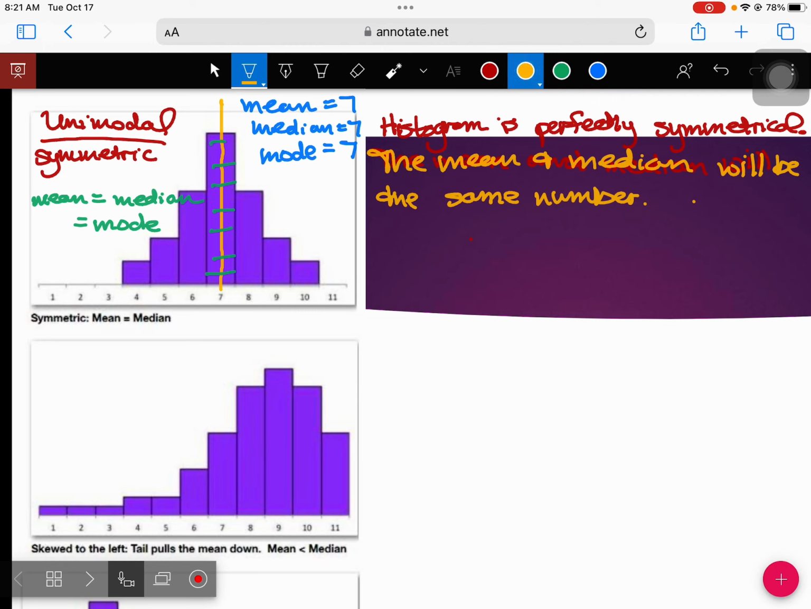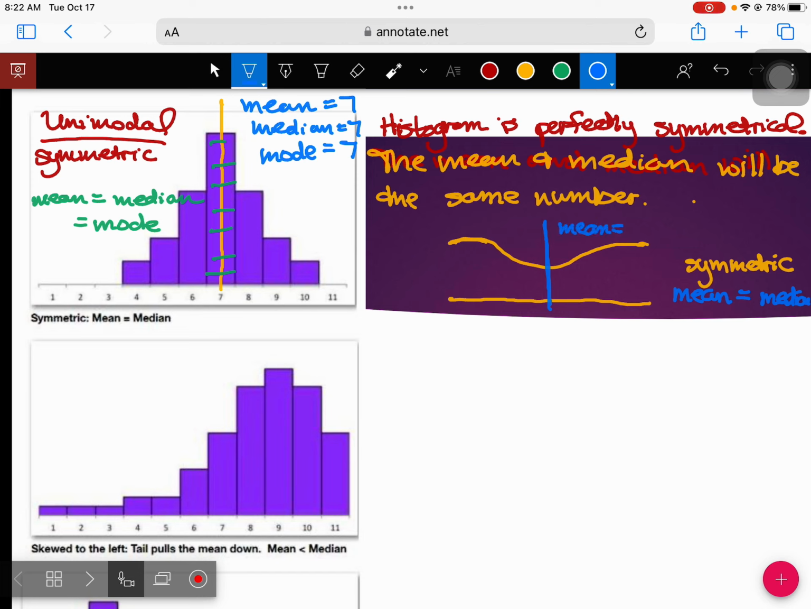Now, if you happen to have a graph like this, it is symmetric, okay? So this is a symmetric graph, which means that my mean is equal to my median. Do you guys see that very well? My mean and my median would be here in the middle. So there's my mean, equal to the median.